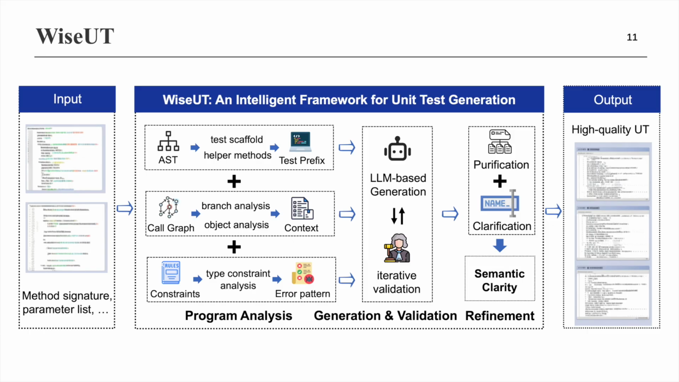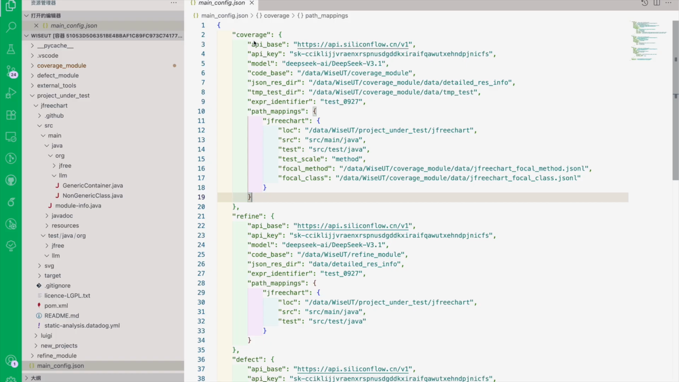Now, let's see WiseUT in action. Since some steps take a while, we've trimmed the waiting time for this demo. At the root of the project, the main config.json file defines all configuration options. It has 3 sections, matching the 3 optimization dimensions of WiseUT: coverage, refinement, and defect detection.